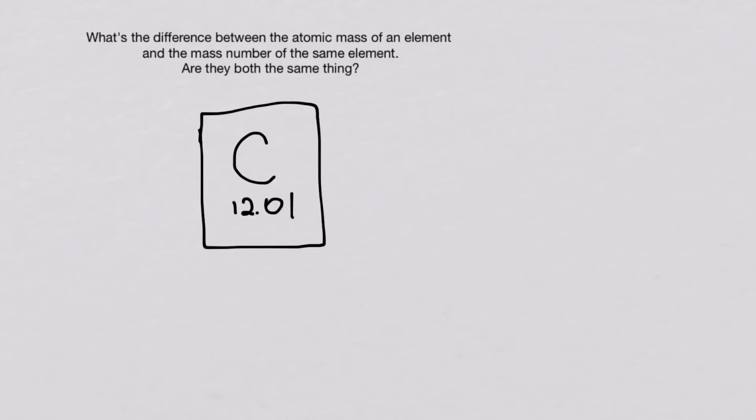Mass number is a little different. Mass number is an integer, so carbon comes in a variety of isotopes. Let's just, for the sake of argument, think of carbon 12. When I say carbon 12, I indicate that with a 12 superscript up to the left, and what that means is that there are 12 particles in the nucleus of my carbon atom. Those particles, for our purposes, are protons and neutrons.